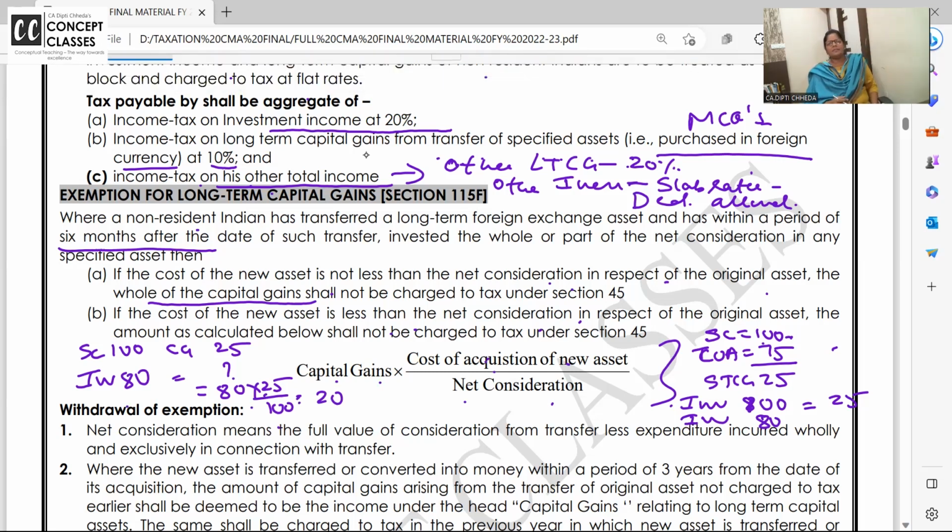और सही भी है ना? इंडिया में 100 रुपए का असेट बेचे, वी आर गिविंग यू इंडेक्सेशन नहीं कर रहे हैं, फ्लैट 10% टैक्स लगा रहे हैं, तो you should have kept the money here. You invested only 80, so only 20 will be exempt and long term capital gain of 5 rupees will become taxable.